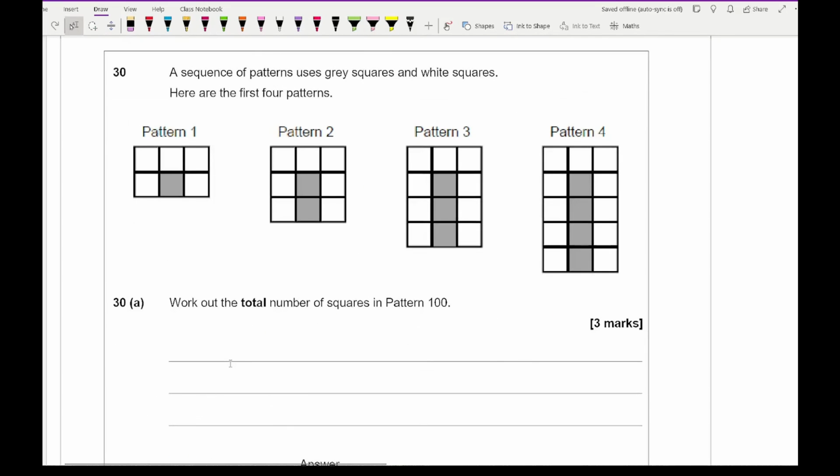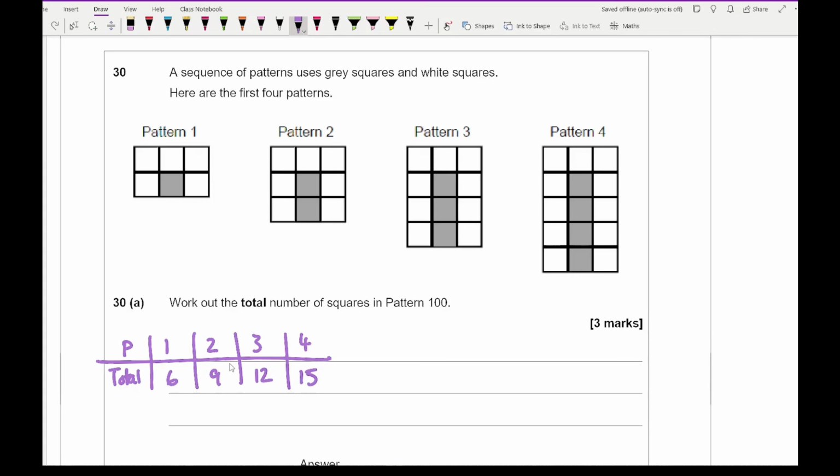Then moving on to question 30, the sequence of patterns uses grey squares and white squares. Here are the first 4 patterns. And it says work out the total number of squares in pattern 100. So for this, we look at the pattern number and we want the total number of squares. For pattern number 1, we've got 6 squares. For pattern number 2, we've got 9 squares. For pattern number 3, we've got 12 squares. And for pattern number 4, we have 15 squares.